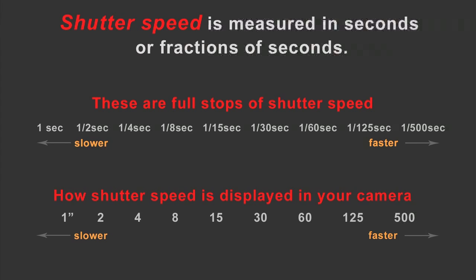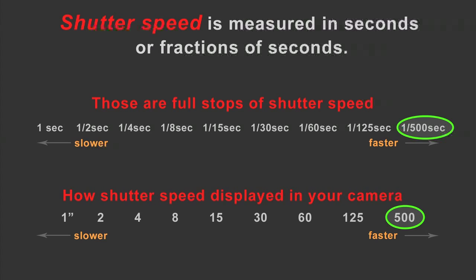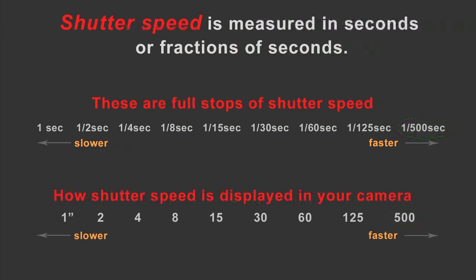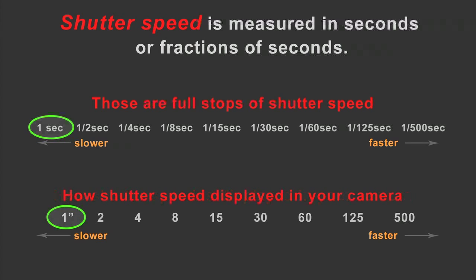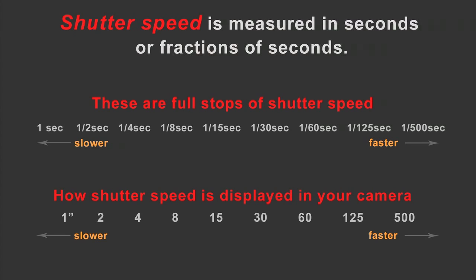In most cameras, a shutter speed is displayed as a whole number, which is actually a fraction. This way, 1/500th of a second shutter speed will be displayed in the camera as 500. The slower shutter speeds, like 1 second for example, will be displayed in your camera as 1 with quotation marks. So when you look at the shutter speed number in your camera, the bigger the number, the faster the shutter speed. The smaller the number, the slower the shutter speed. The numbers with quotation marks are the slowest shutter speeds, and the bigger the number with quotation marks, the slower the shutter speed is.